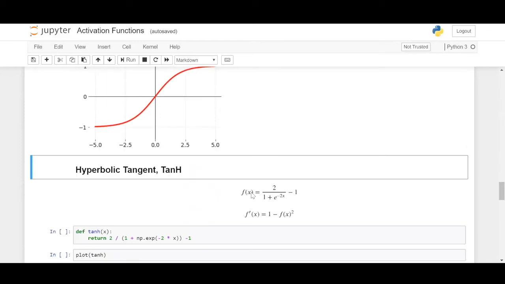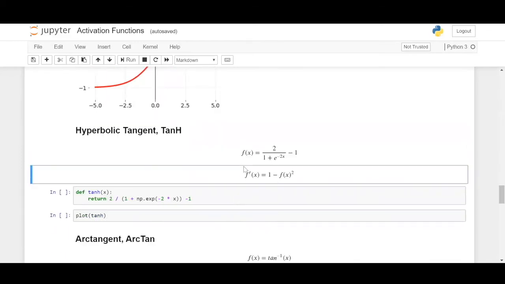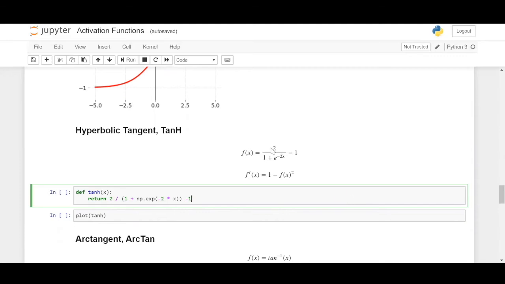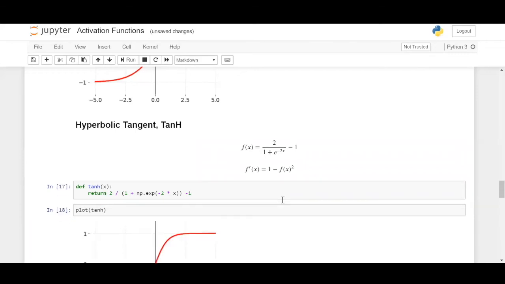So now let's move on to the hyperbolic activation function. So this one is the tanh activation function. We had previously explored tanh in a notebook. So same thing, this is the formula for that: 2 divided by 1 plus e power minus 2x, minus 1. And the differential of which is 1 minus f of x the whole square. Just define the function and print a plot for it.